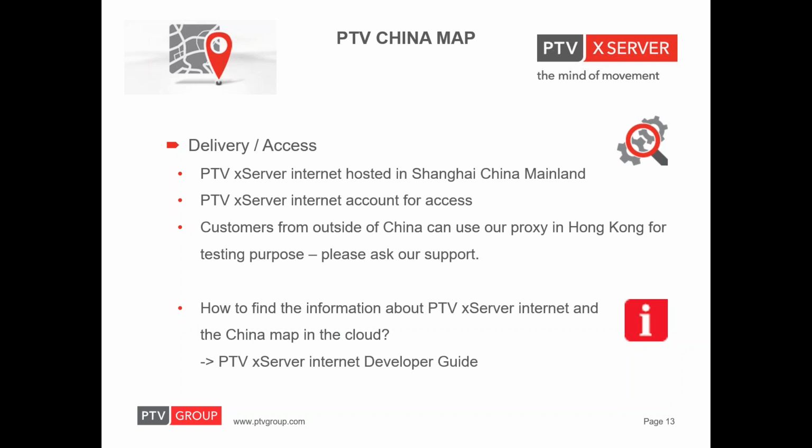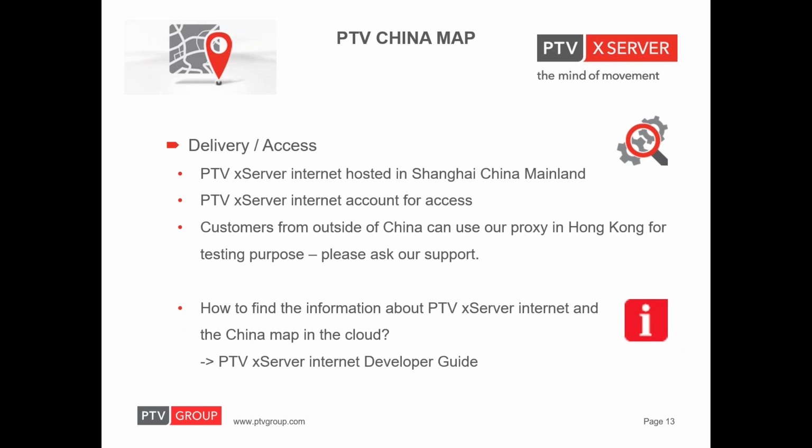Okay, let's go on with the slide. Like I already told you, the China map is hosted on X-Server Internet in mainland China, and you can access X-Server Internet with an X-Server Internet account. If you are a customer who would like to test the map, you can also get a test account. If you are a customer from outside China, you can use our proxy in Hong Kong to reach the cluster. For details, please ask our support. They can provide you the information on how to use the proxy server.